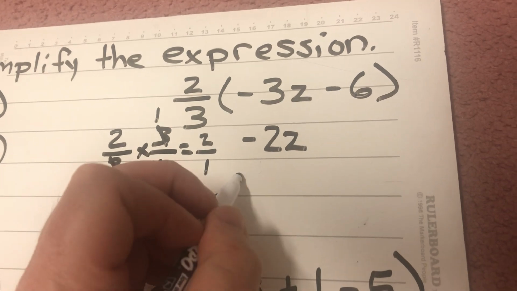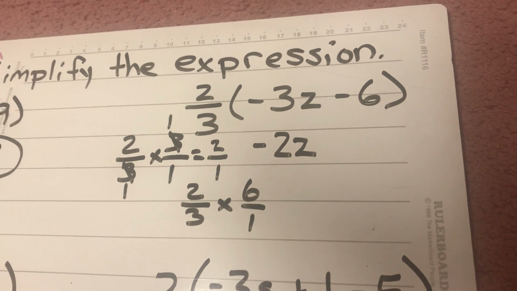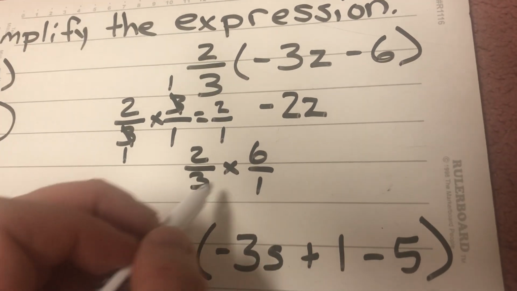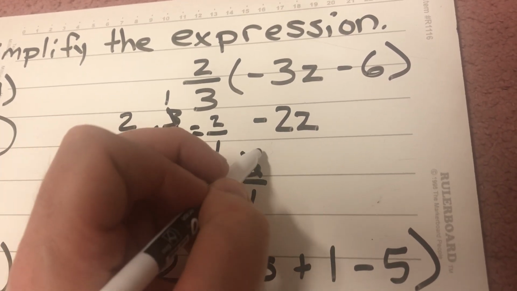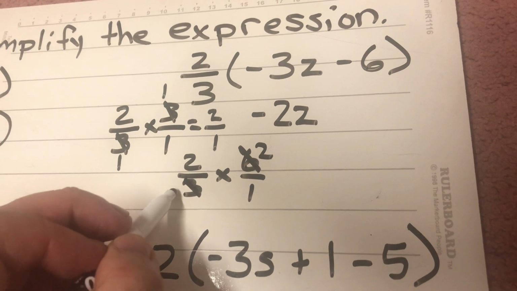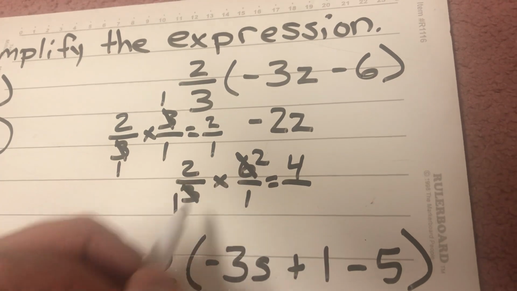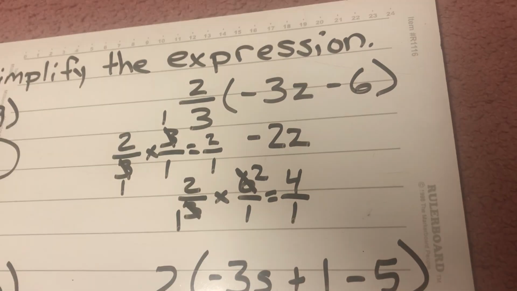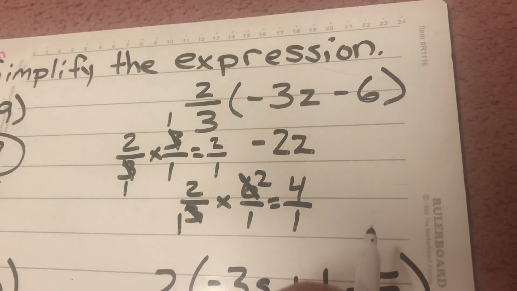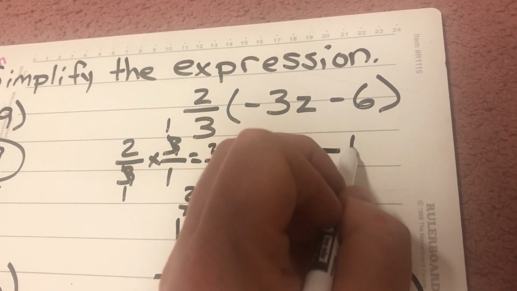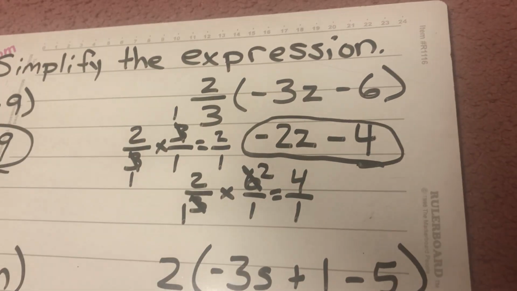And I do the same thing, 2/3 times a negative 6, so I can just come down here. 2/3 times 6 over 1. Once again, I can't cross-check a 1 and a 2. Nothing goes into both 1 and 2 except 1. But I can cross-check a 3 and a 6 by dividing by 3. 6 divided by 3 is 2. 3 divided by 3 is 1. That leaves me with 2 times 2, which is 4. 1 times 1, which is 1. 4 over 1, which I know is 4. But it's a positive times a negative 6, so it has to be a negative 4. And I end up with negative 2z minus 4.